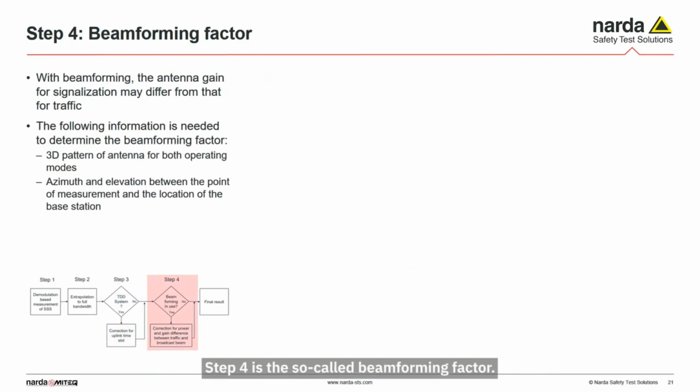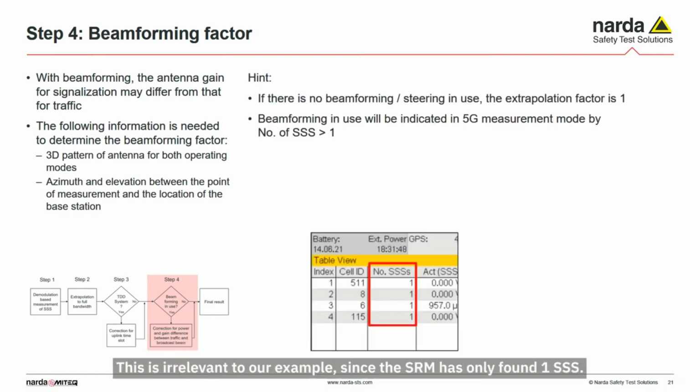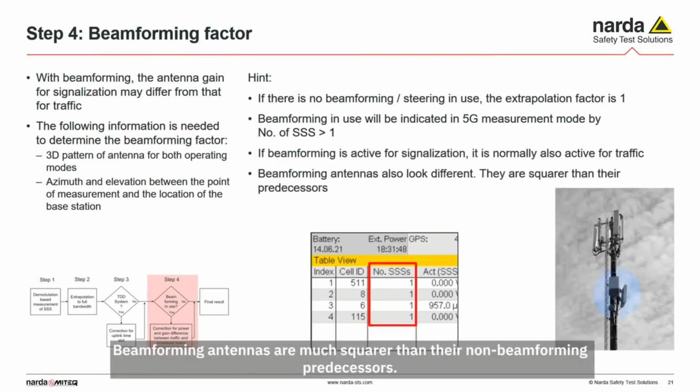Step 4 is a so-called beamforming factor. It would be beyond the scope of this video to determine this when beamforming is used. This is irrelevant to our example, since the SRM has only found one SSS, which means there is no beamforming active, so the factor is 1. The question of whether beamforming is actually likely can often be answered simply by looking. Beamforming antennas are much squarer than the non-beamforming predecessors.